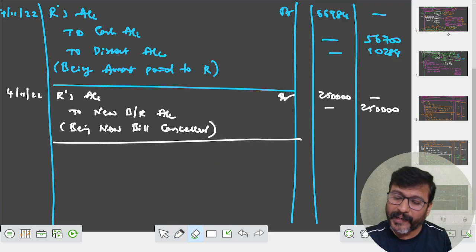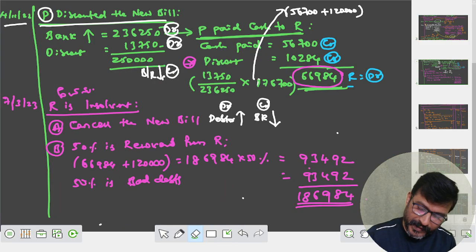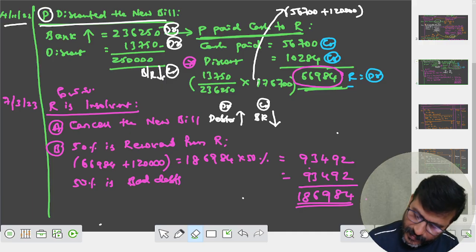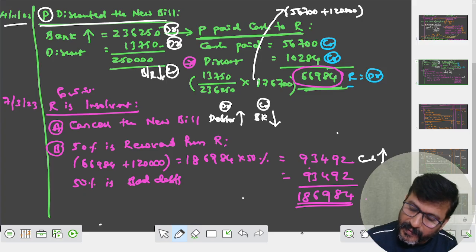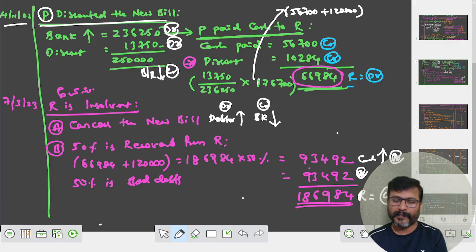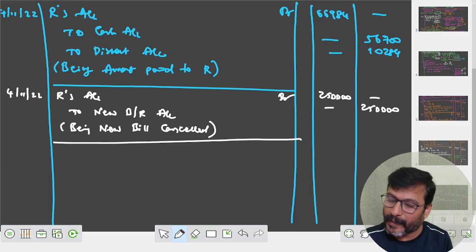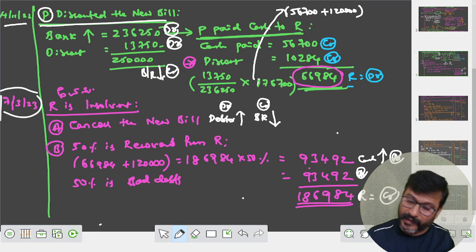Fine. After cancellation of a new bill, what we have to do? 50% is recovered from R. When 50% is recovered, our cash will increase. It is to be debited, discount is to be debited. This is received from R, R is to be credited. For this, the journal entry will be on the due date of the bill. This happened on what date? These things happened on 7th March 23.